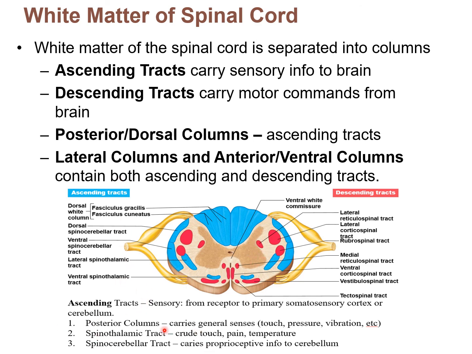So all of these different tracts or columns that I have here, don't worry about. That's never come up on any test. Basically, the point here is that the gray matter is divided in horns and the white matter is divided up into these three types of columns.